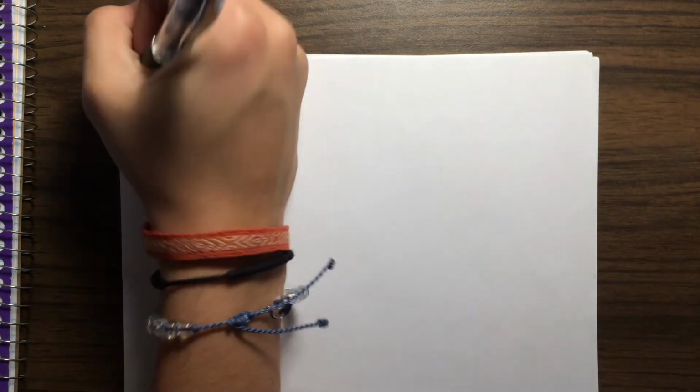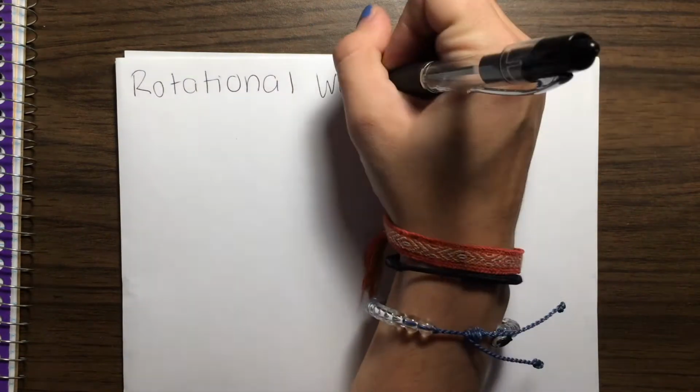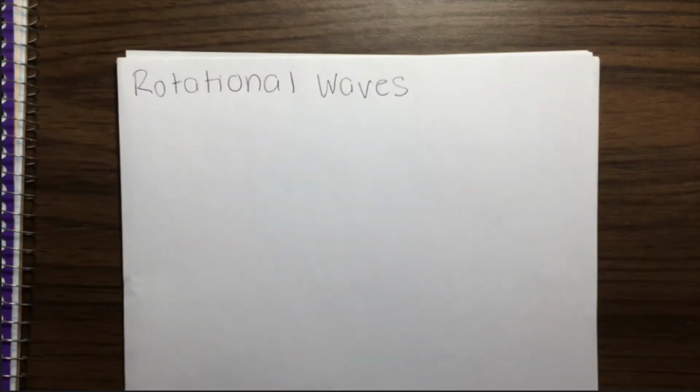Hi everyone! Today we're going to be finishing up our discussion on waves by quickly reviewing internal waves and then going into more depth with rotational waves. We'll be discussing both coastal and equatorial Kelvin waves, and then finish up with Rossby waves.